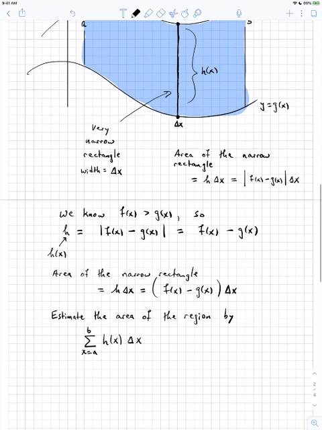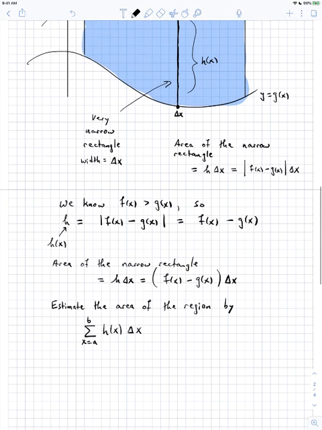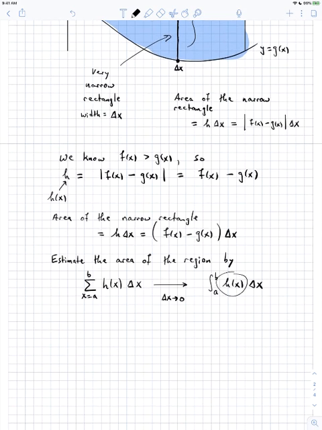And so this h is going to just be this difference between f of x minus g of x. So if we think about this as a limit, as delta x goes to 0, then this becomes a definite integral from a to b, h of x, delta x. But we know what this h of x is. It's f minus g. So that tells us that the area is equal to the integral from a to b of f minus g dx.